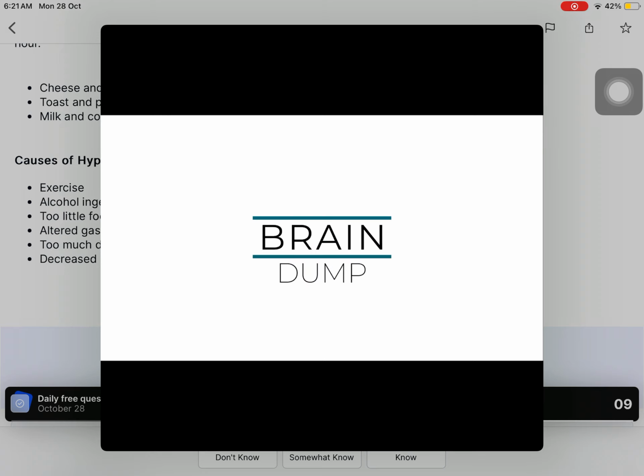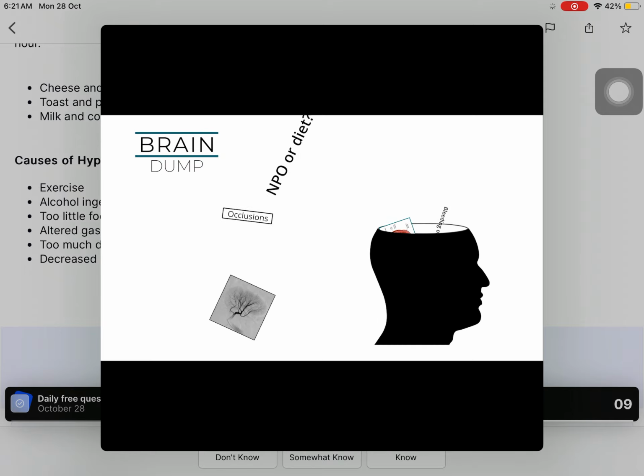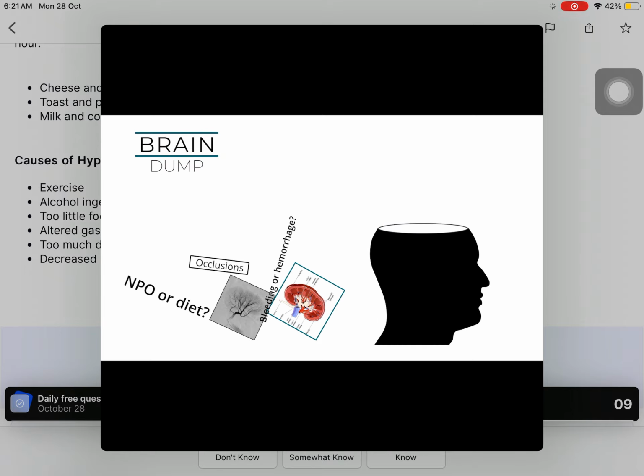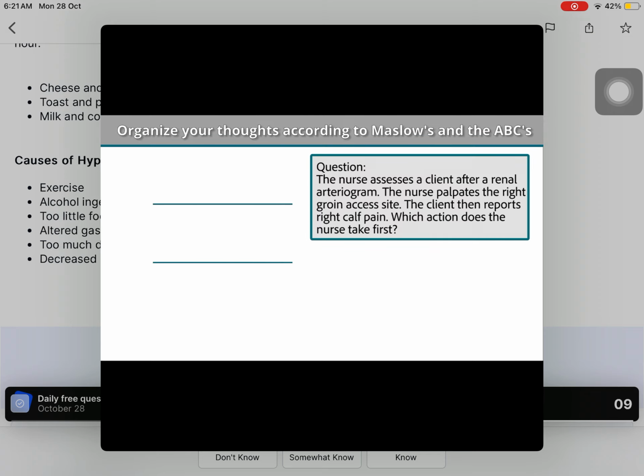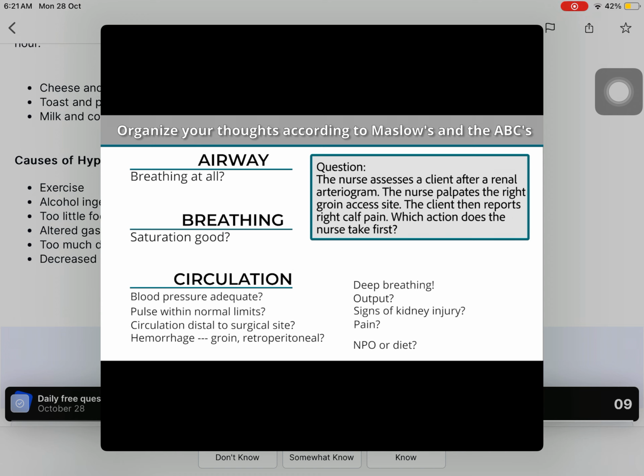Now, do kind of a quick brain dump. What did the question ask you about? What do you know about renal arteriograms? What do you know about postoperative care? What do you know that might be relevant to this question, including all the issues that might occur with airway, breathing, or circulation? Begin to organize your thoughts according to those ABCs. After a renal arteriogram, many issues of circulation might be present.